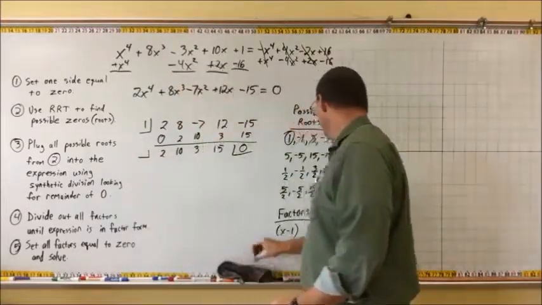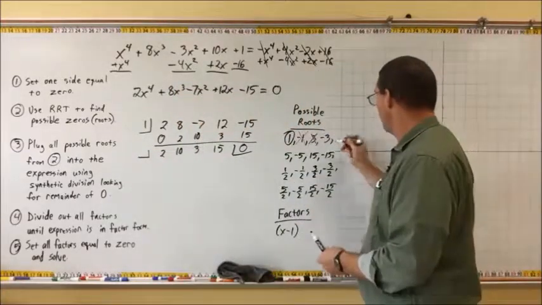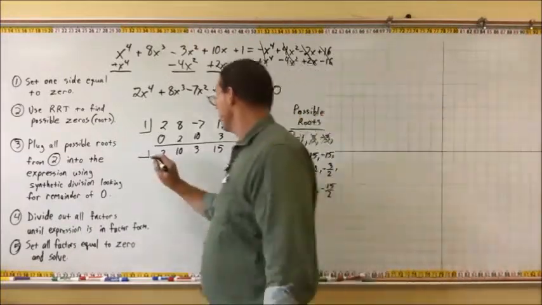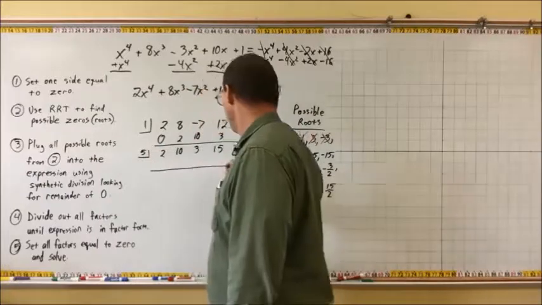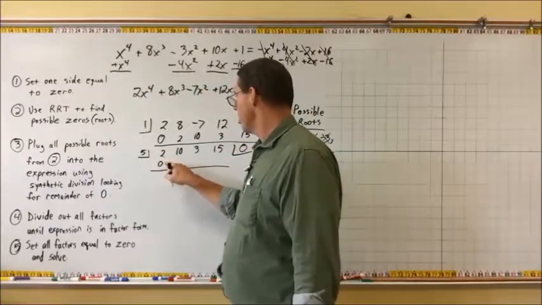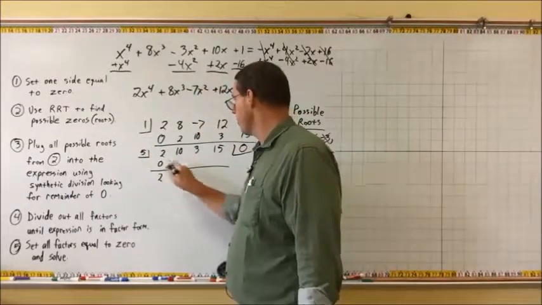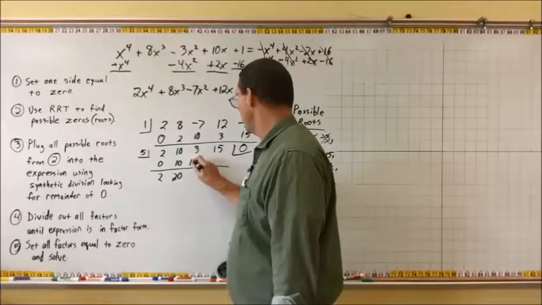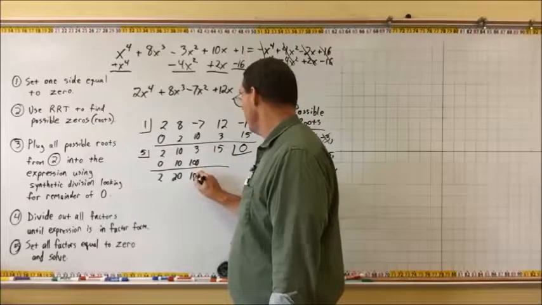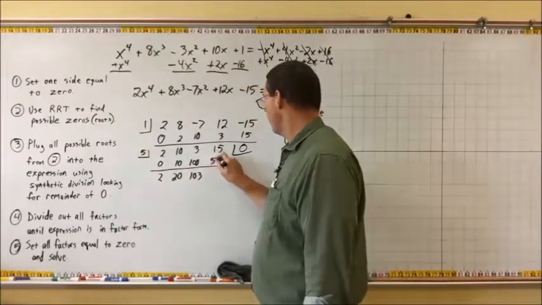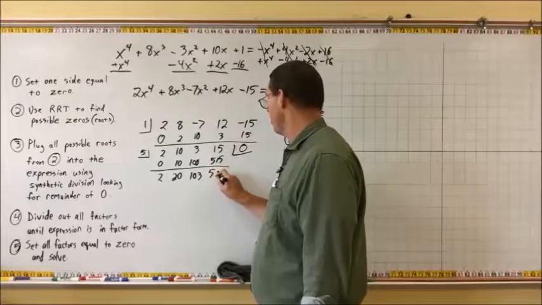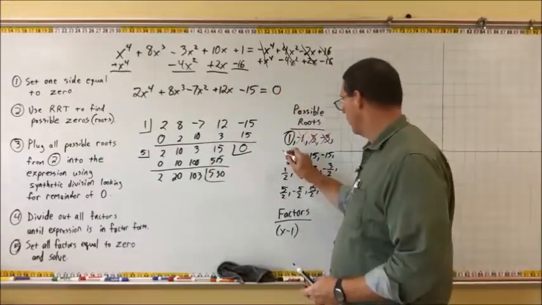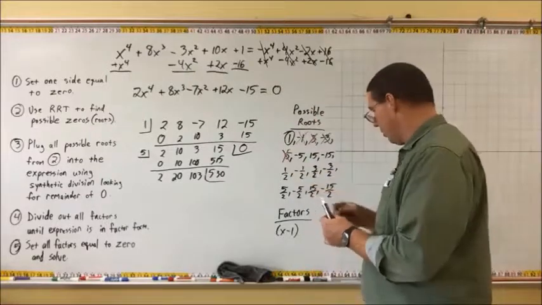Next number we have is, okay, so negative 3 is not a root. Positive 5. Let's put a positive 5 here. Put a 0 here. 2 plus 0 is 2. 2 times 5 is 10. 10 plus 10 is 20. 20 times 5 is 100. 100 plus 3 is 103. 103 times 5 is 515. Plus 15 is 530. Not 0. Therefore, 5 is not a root of that polynomial.